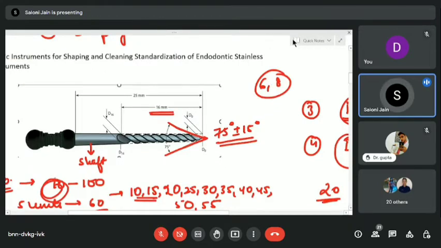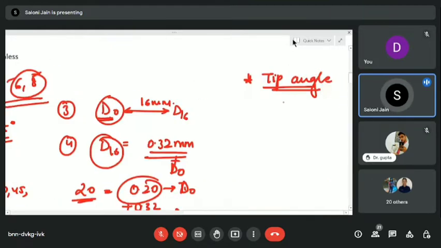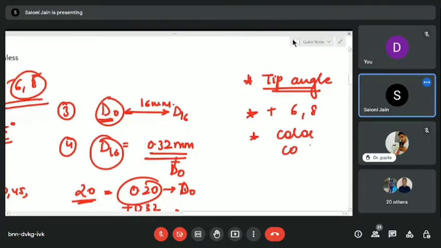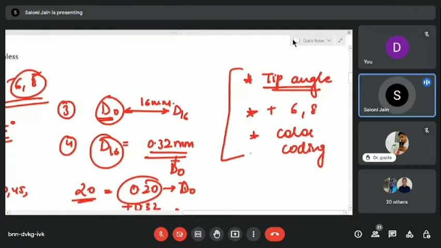Earlier, the first point was that numbering was 10 to 100. Then they added 6 and 8 number as well for narrow canals. So 6 and 8 number were also added. Then the instrument handles have been color coded for easier recognition. So the three new points which we had were tip angle, addition of 6 and 8 number files, and also the color coding. So these three new things were added to the old specifications.